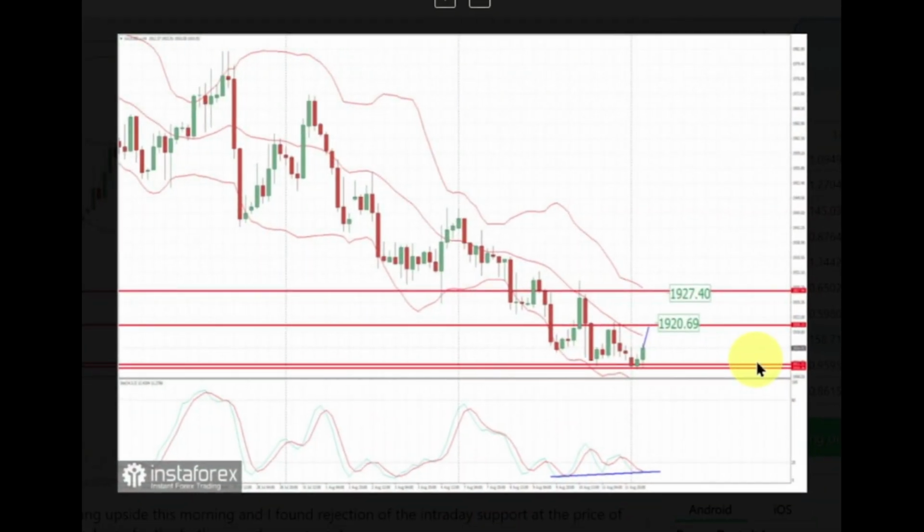Gold, sweet gold. We've got a trading plan for this commodity asset presented by Petar Yukimowicz. Gold has been trading upside this morning, and we found rejection of the intraday support at the price of 1910, which is a good sign for further upside movement. Due to the potential exhaustion of the sellers and rejection of the support 1910, Petar sees potential for the further growth towards upside references.